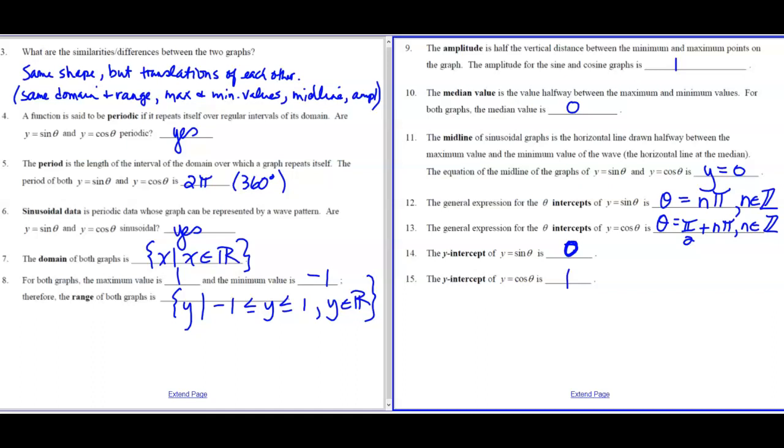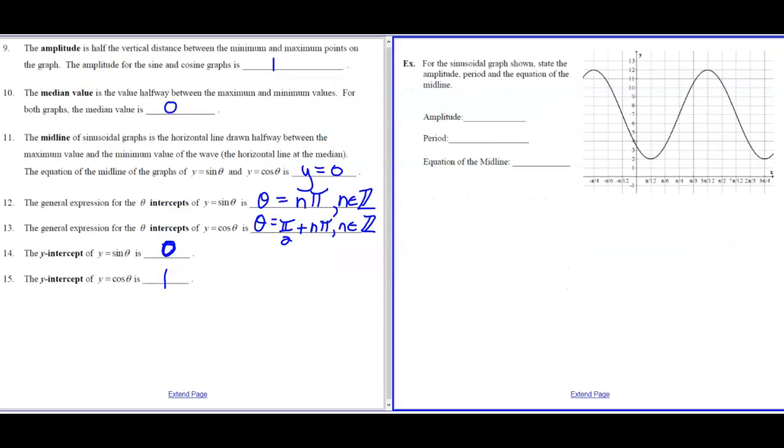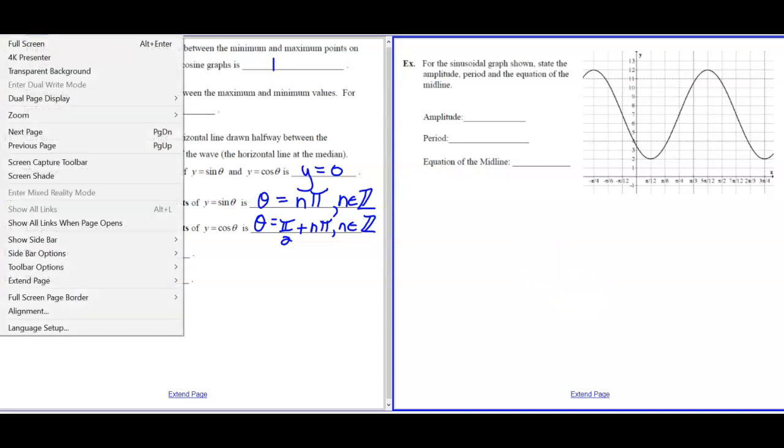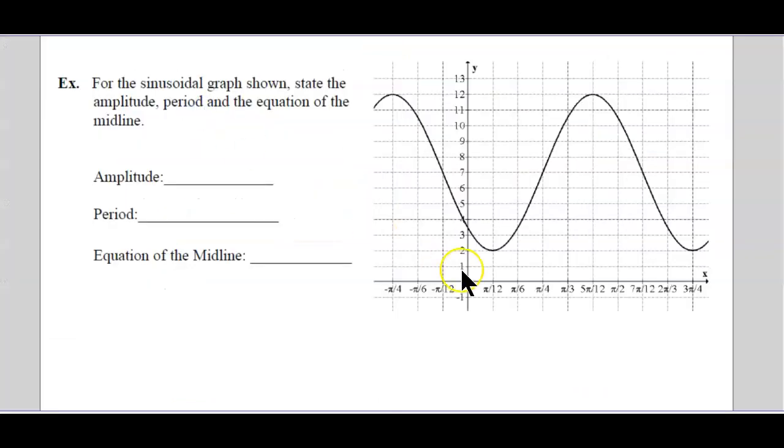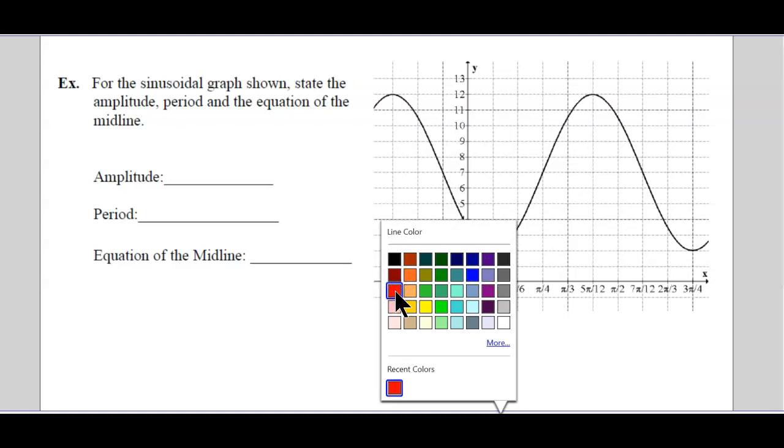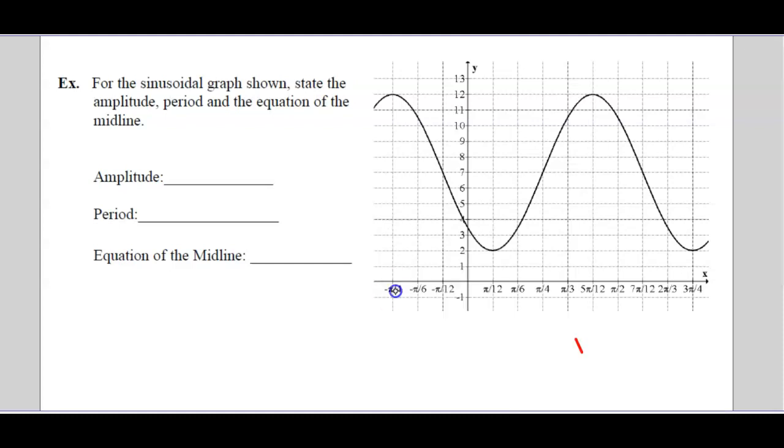Okay, so properties of sinusoidals. You're not given the equation, you're just given the graph. I'm just going to maximize this again a little bit. So what I do is I draw the midline. So take a red. My maximum there is 12.